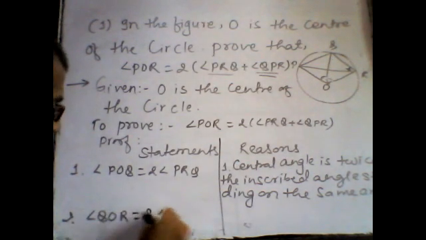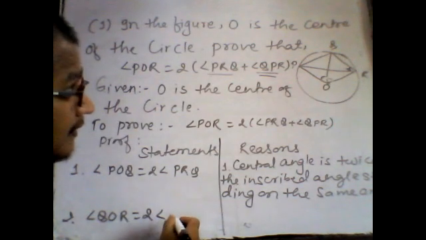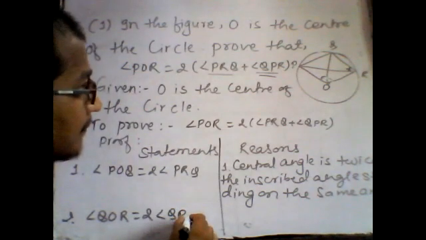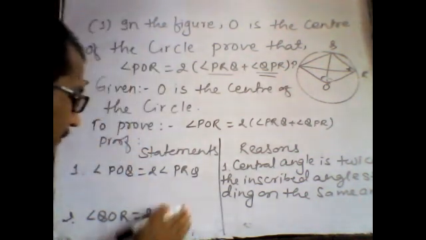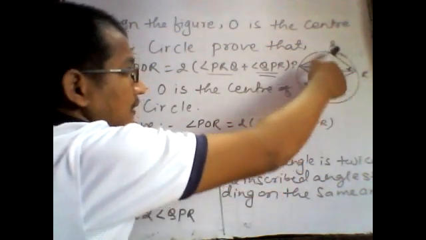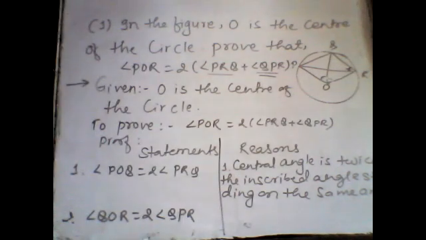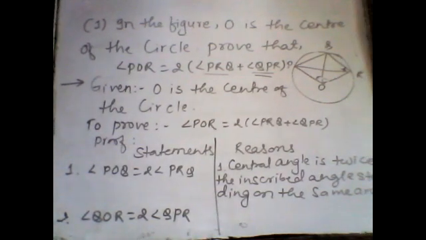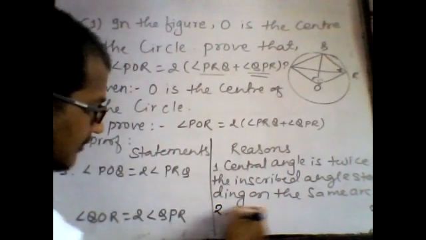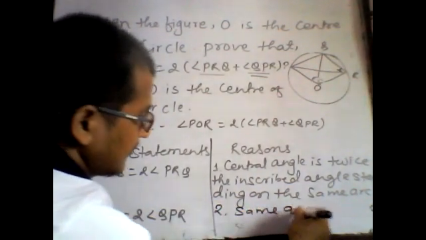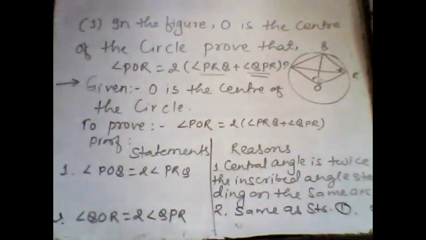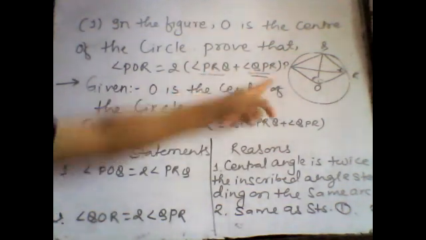And the next one, angle QOR equals twice of angle QPR. QOR and QPR are on the same arc QR, but one is at the center and another is at the circumference. So what can we write here? Same as statement 1.